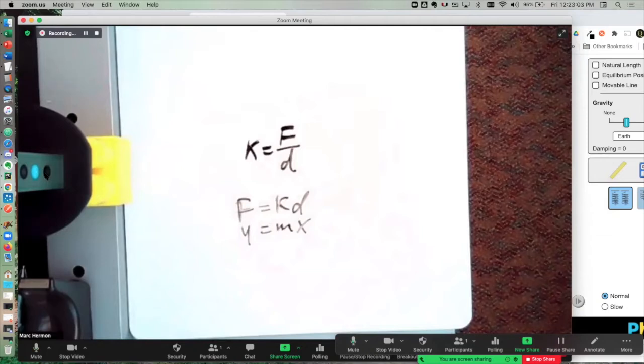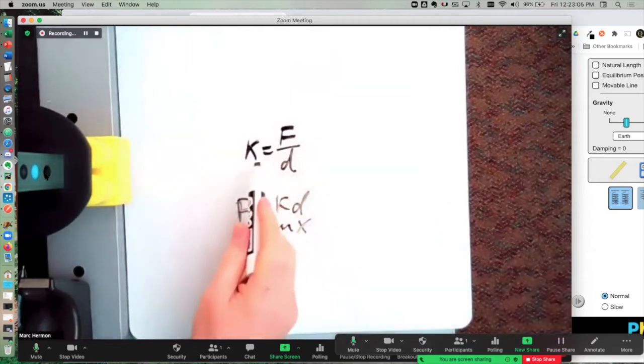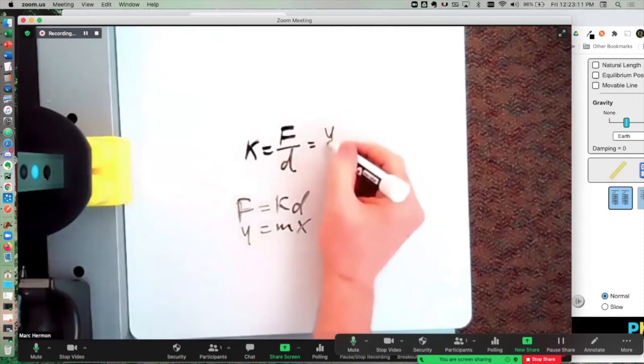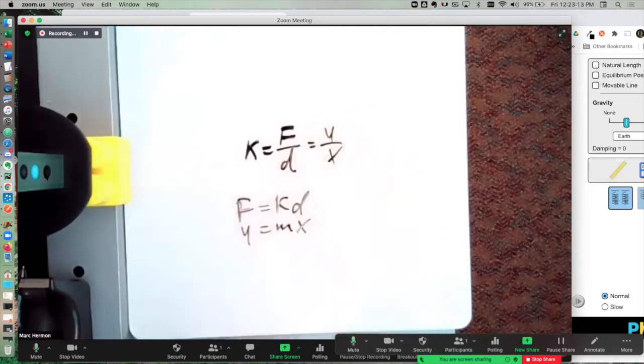Okay. So, if I just look at this form, that K I want to be the slope, and slope is rise over run, right? So Y over X, either way you look at it. I'm going to graph all the forces on the y-axis and the displacements on the x-axis, and the slope of that should give me my K value. Everybody good with that? Part 1, that's what we're going to do.